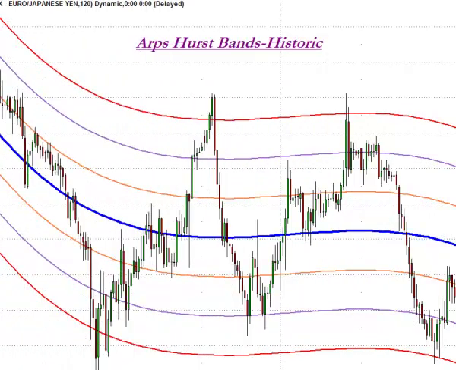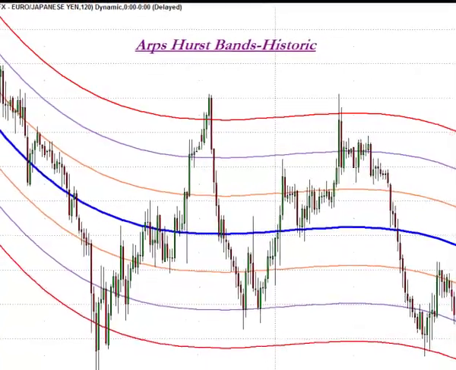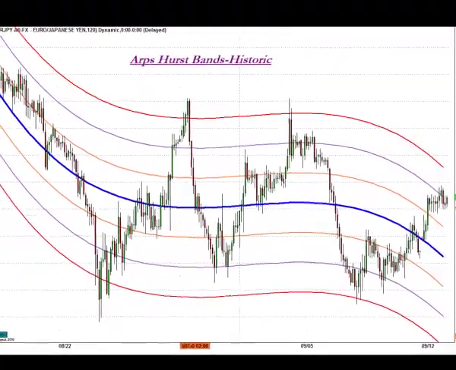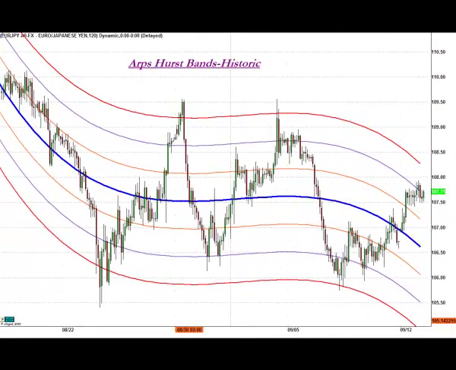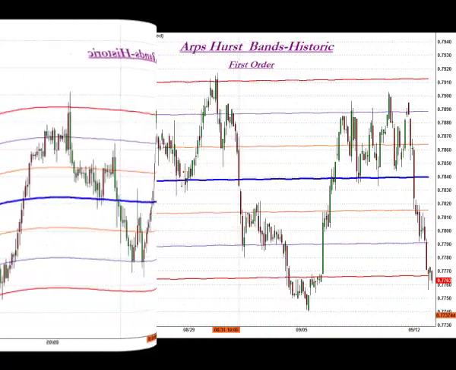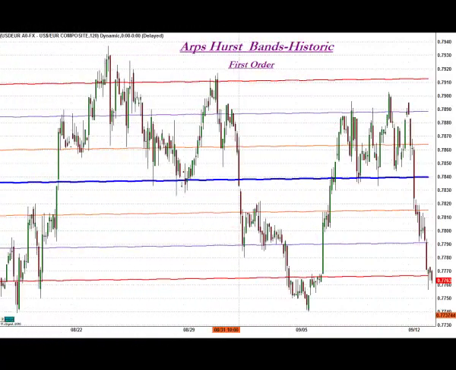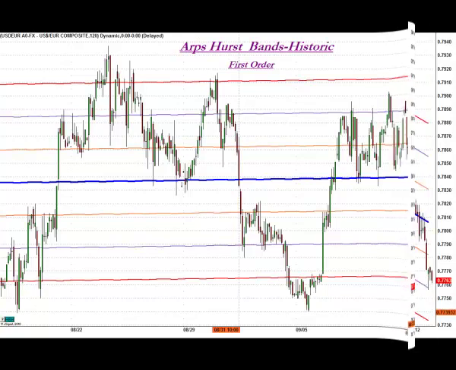Let's start with a look at how the Hurst Bands work. The Arps Hurst Bands Historic look at the price chart in retrospect and plot the best fitting regression channels over the look-back period indicated in the user-defined inputs. When you apply the Arps Hurst Bands Historic to your chart, the indicator creates curvilinear sigma bands from the last close of price. Those bands can be of the first order, which create a straight linear regression channel, similar to what can be found on most trading platforms.